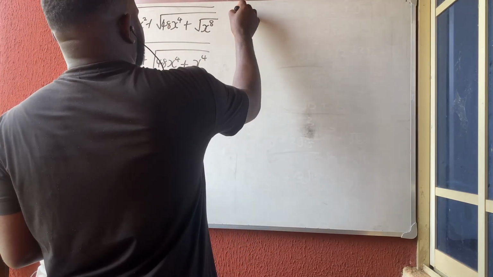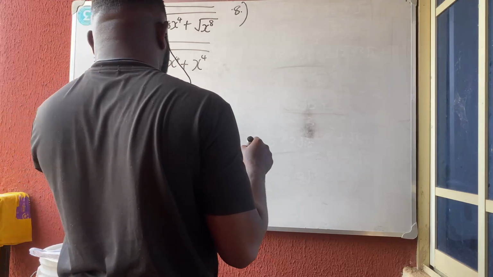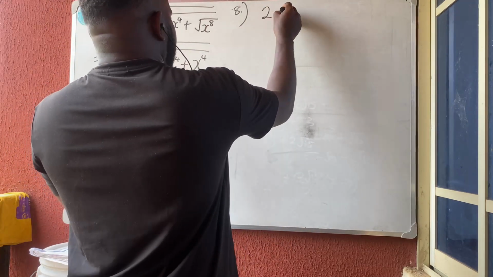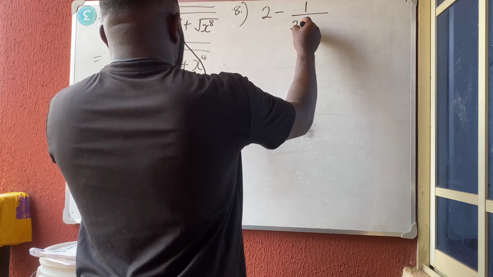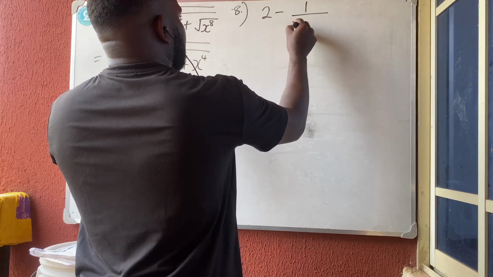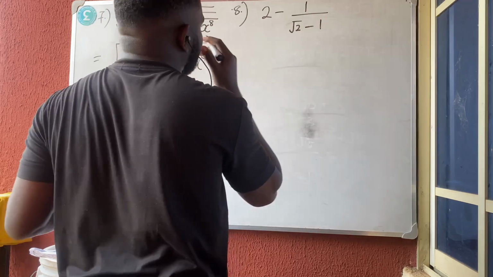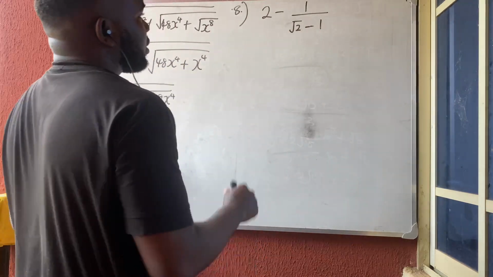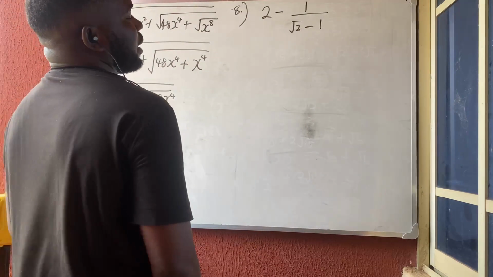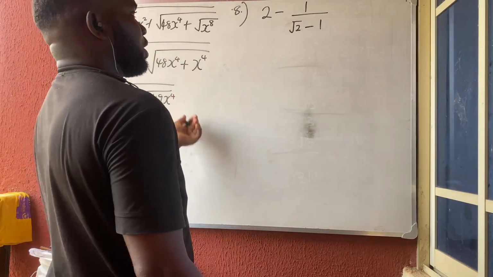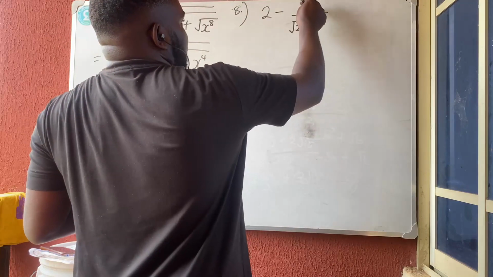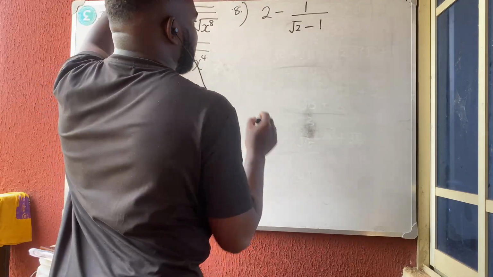Number 8, I'm having 2 minus, simplify, 2 minus 1 over 2 root 2 minus 1, okay? Now, I can decide to make this over 1 and then find the LCM, then rationalize, or I will decide to rationalize this one, then bring it back here. So maybe that's what I will do first.